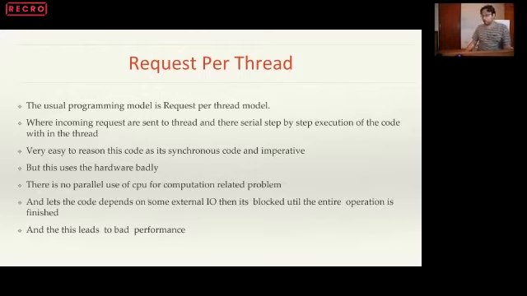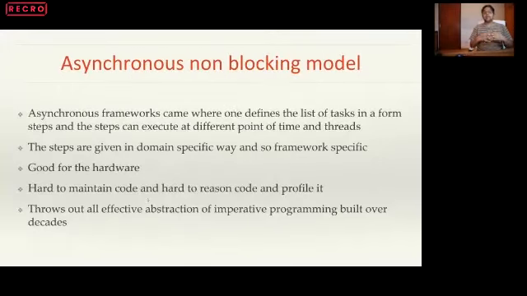So that's the problem of the request-per-thread model, and people solve it in different ways. One other thing everybody does is that we go to an asynchronous and non-blocking model. I don't want to go into specifics of how every framework works. Node.js works in a certain way.